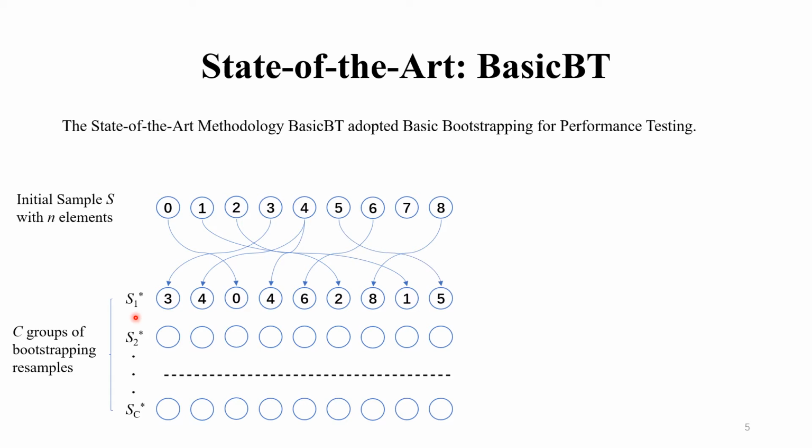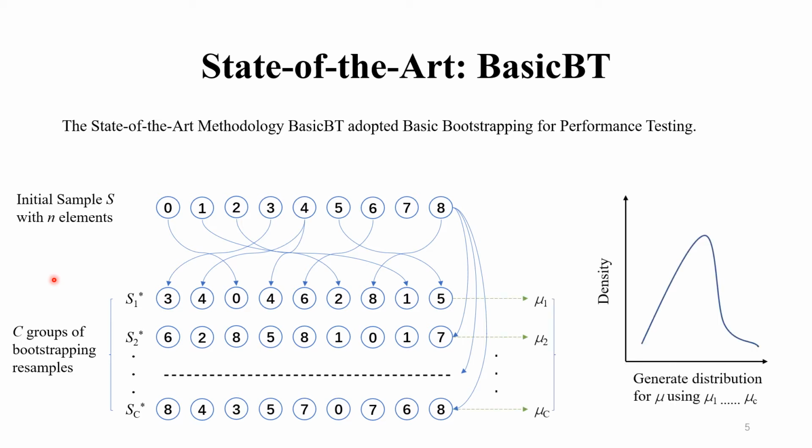After that, we have successfully constructed S1 star. We then repeat the whole drawing process again and again for a total of C times. Then we have successfully constructed C groups of basic bootstrapping resamples. After that, from each resample set, we can easily obtain the mean performance from mu1 to mu-c, and based on the mu's, we can easily generate the distribution for mean performance.